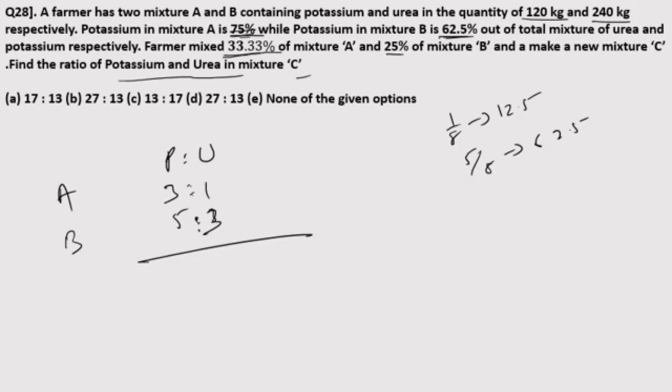The farmer mixes 33.33% of mixture A. The quantity of mixture A is 120 kg. 33.33% of 120 kg is 40 kg. 40 kg of mixture A and 25% of mixture B. 25% is 1 by 4. 1 by 4 of 240 is 60 kg. Right. So the ratio is 2:3. In this ratio he is mixing, in the ratio 2:3.